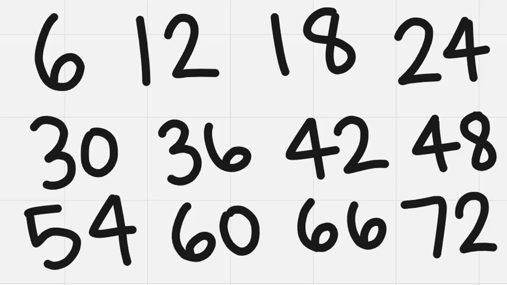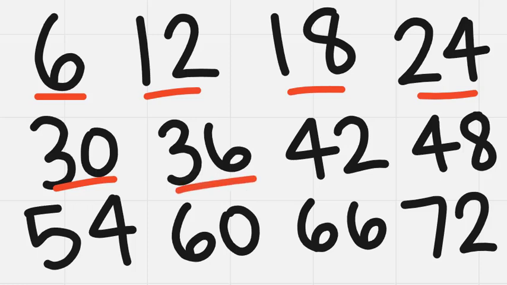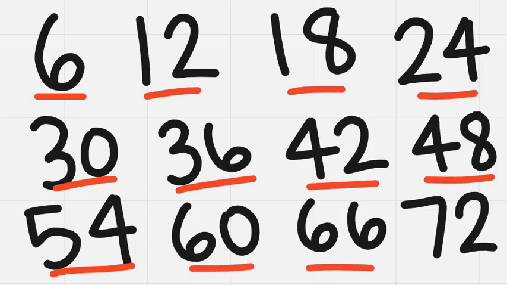6, 12, 18, 24, 30, 36, 42, 48, 54, 60, 66, 72, we're great at 6's math. Let's skip count together. 6, 12, 18, 24, 30, 36, 42, 48, 54, 60, 66, 72.